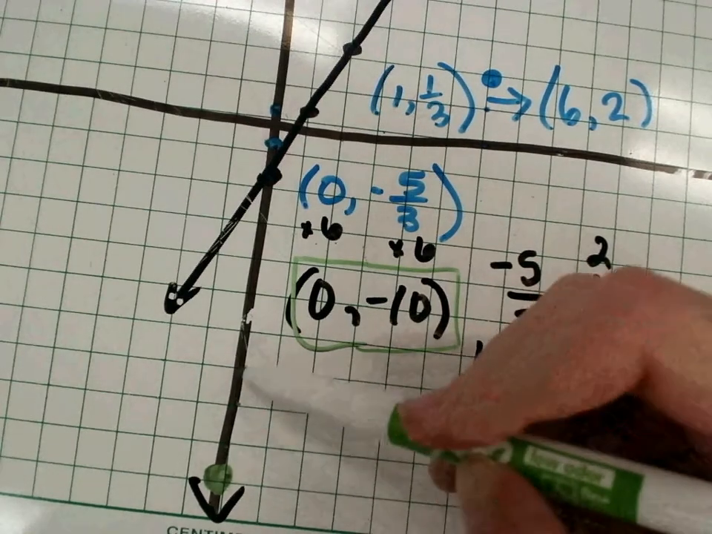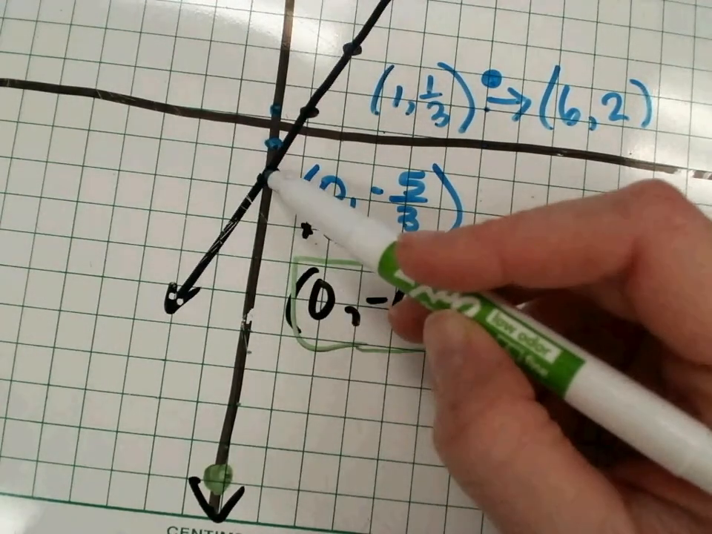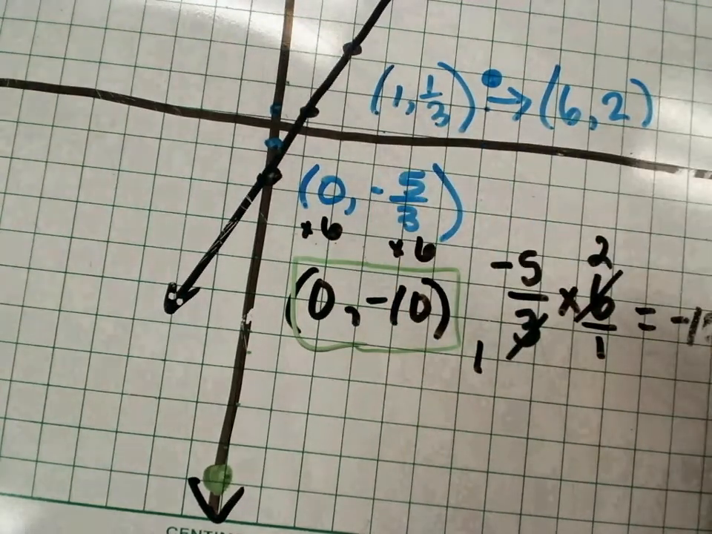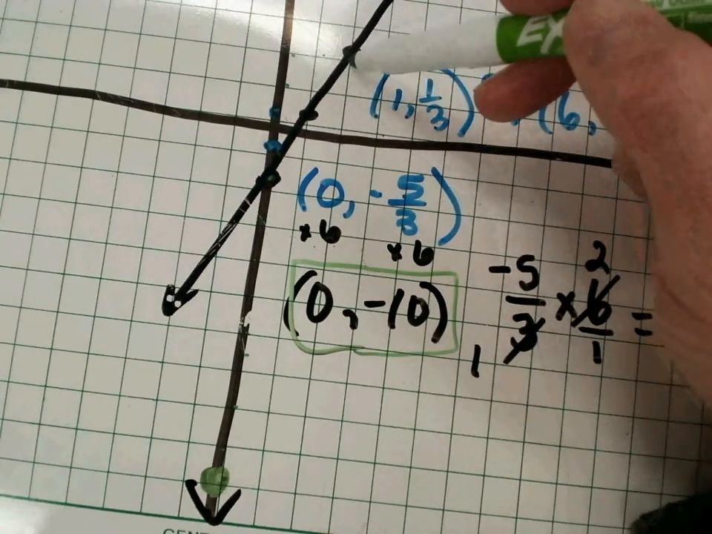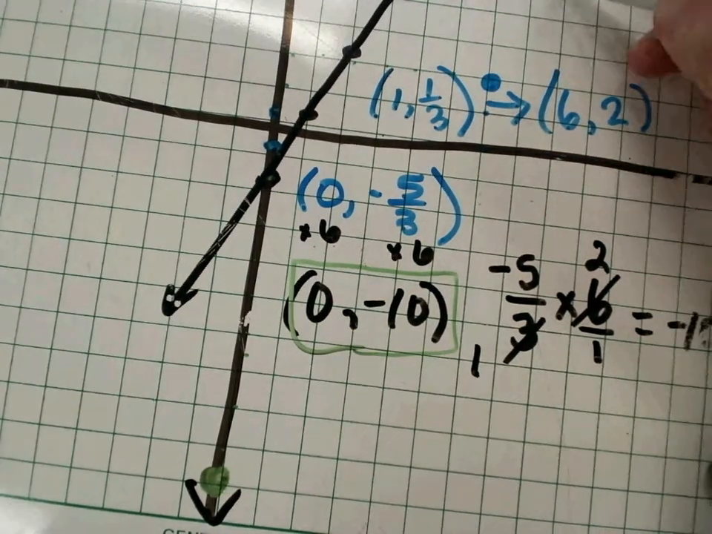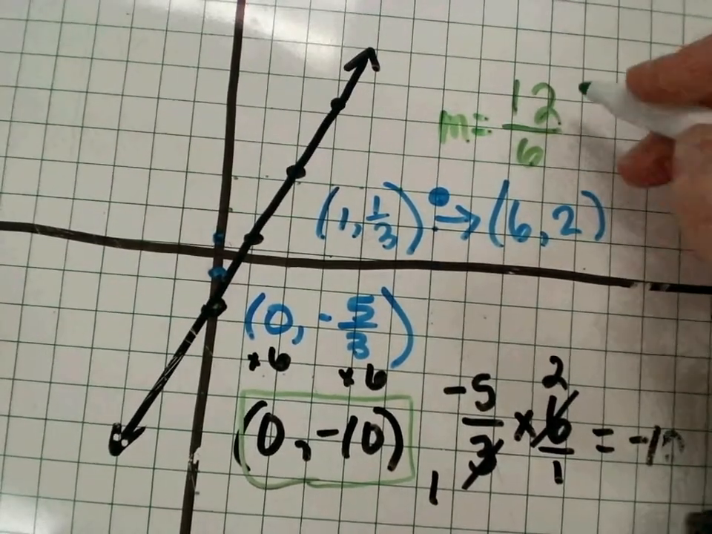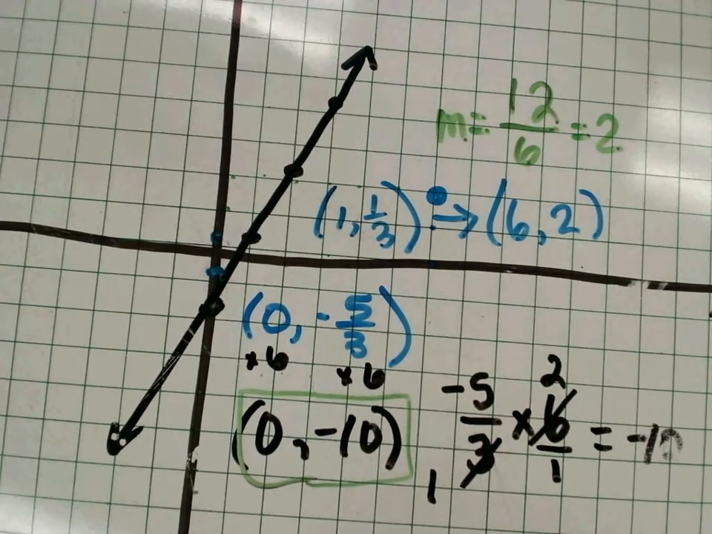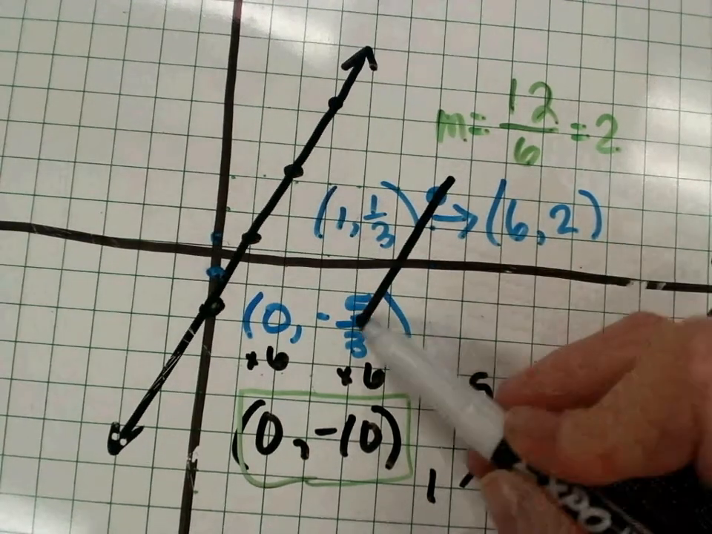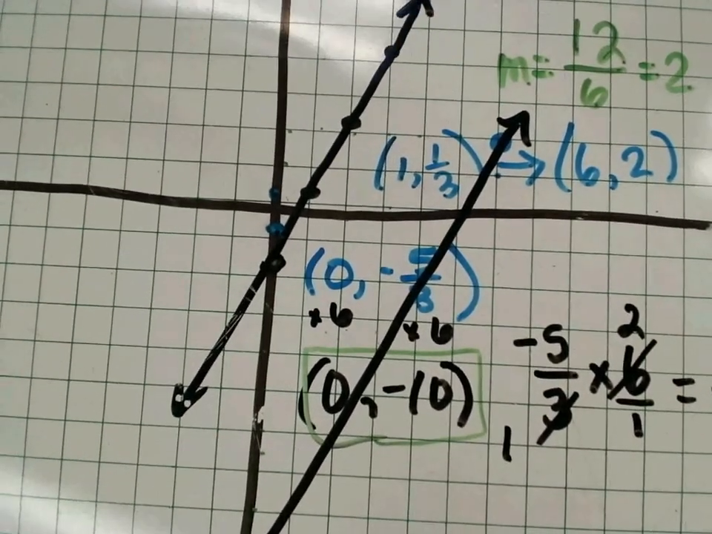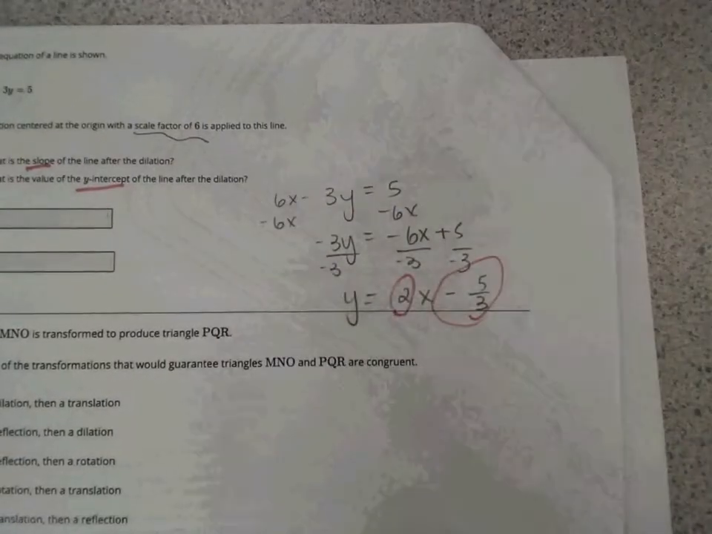So it goes up 1, 2, 3, 4, 5, 6, 7, 8, 9, 10, 11, 12, up 12, and over 1, 2, 3, 4, 5, 6. So it goes up 12 over 6. My new slope is 12/6, which simplifies to 2. Interestingly enough, I know I didn't really connect those dots there. I've got a lot going on in here. A dilation affects the location of the points, but not the slope. So we're going to go ahead and fill in those answers.